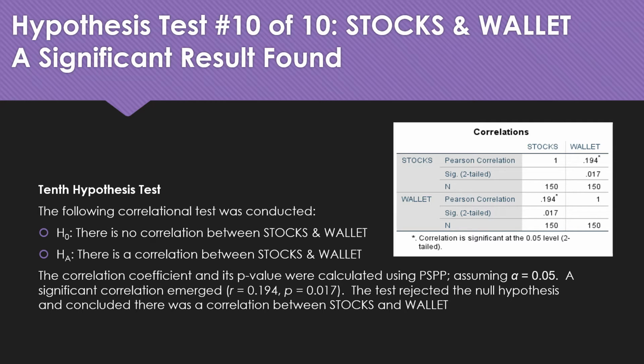The correlation coefficient and its p-value were calculated using, you guessed it, PSPP. Assuming alpha was equal to 0.05, a significant correlation emerged between the correlation coefficient, which is equal to 0.194, and the p-value, which is equal to 0.017. The test rejected the null hypothesis and concluded there was a correlation between stocks and wallet.